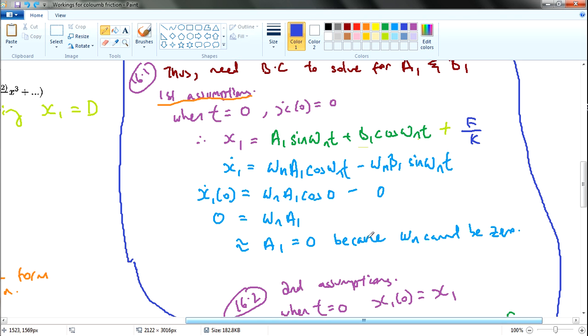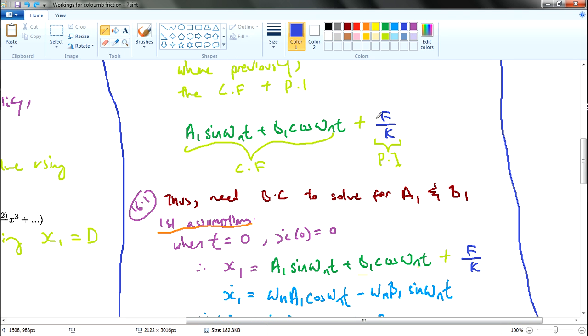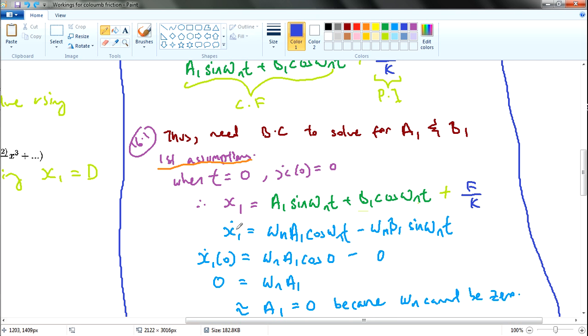Anyway, x1 is equal to this equation over here. It's the same thing. We differentiate one time, we get this equation over here. Now we sub in our boundary condition when t equals 0. When t equals 0, cosine 0 equals 1, and sine 0 becomes 0.